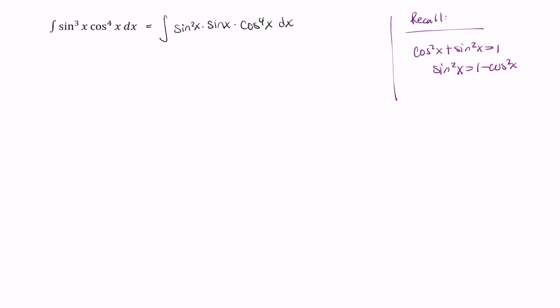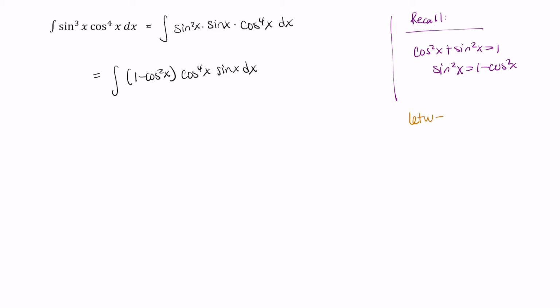All right, so let's see how this will work out. In this step, I went ahead and swapped out sine x and cosine to the fourth x. That is, I changed their order, which is allowed due to the commutative property of multiplication. And then here I replaced sine squared x with 1 minus cosine squared x. So now it's time to deal with the substitution I had mentioned.